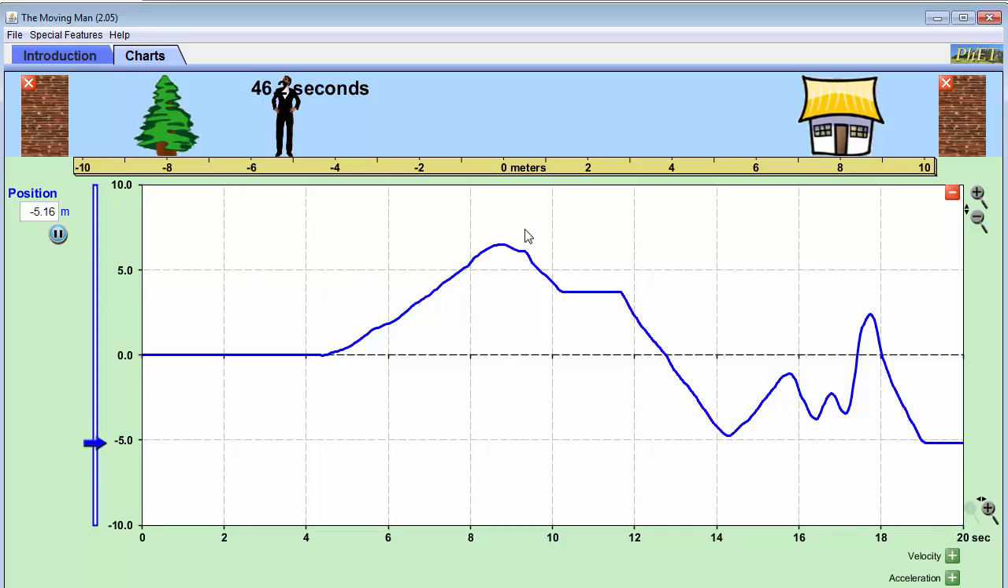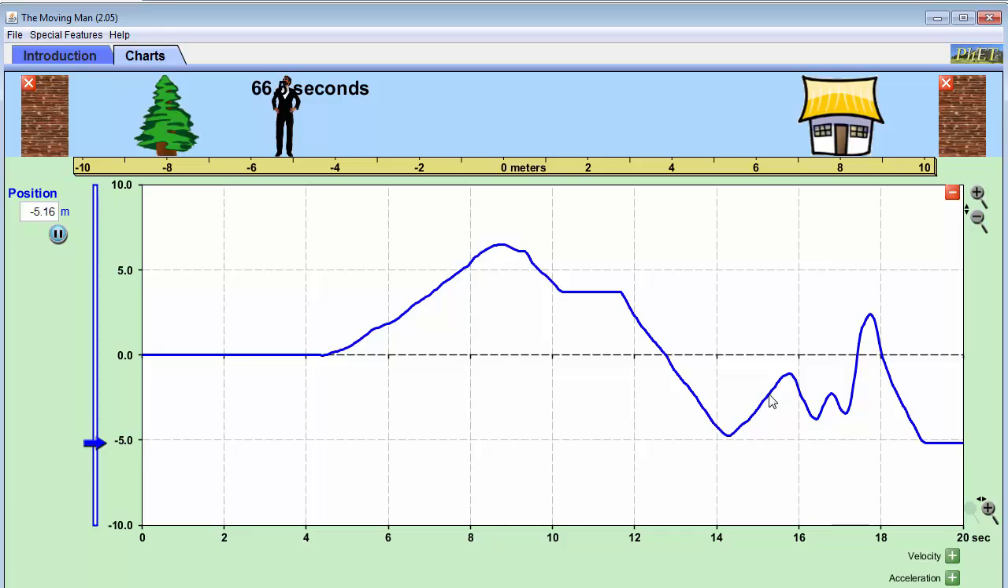So the slope here represents the velocity of the object. If I've got a positive slope, it means I'm moving in the positive direction, and same with negative, it means I'm moving in the negative direction. In this case, that's left and right, but you can define positive and negative however you like, as long as one direction has one sign, the other is opposite.